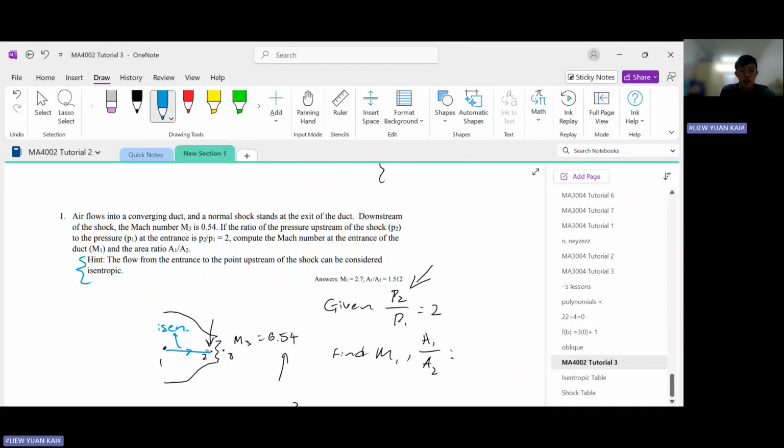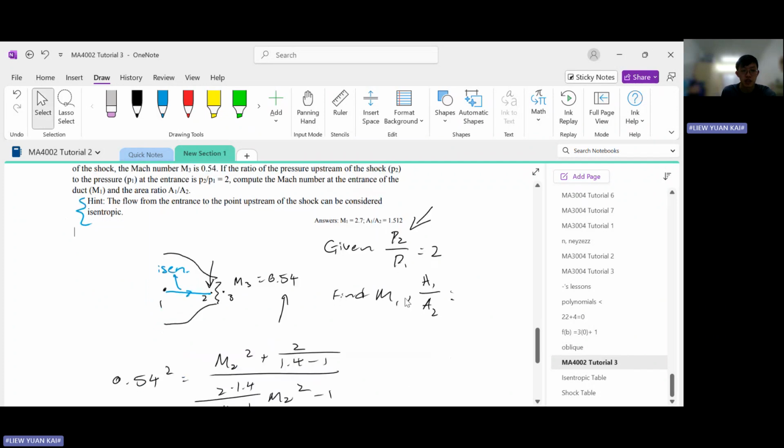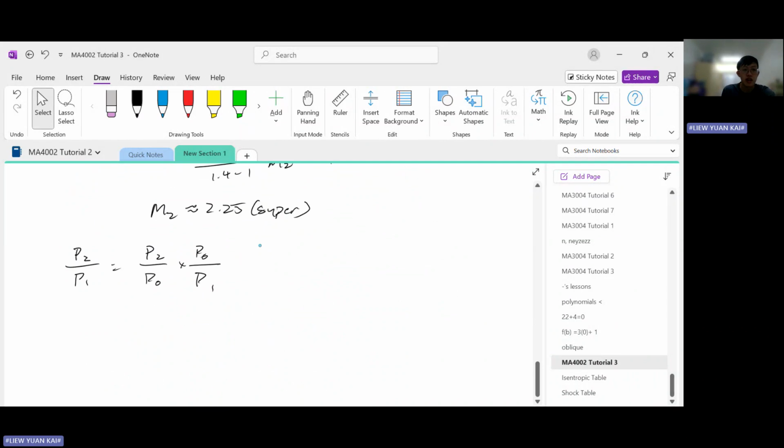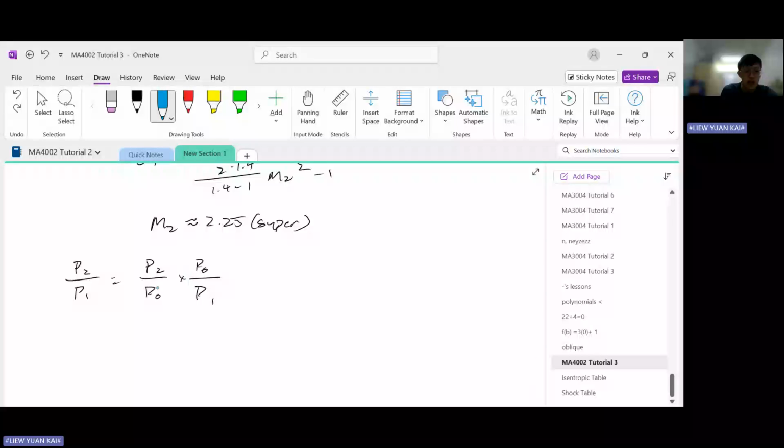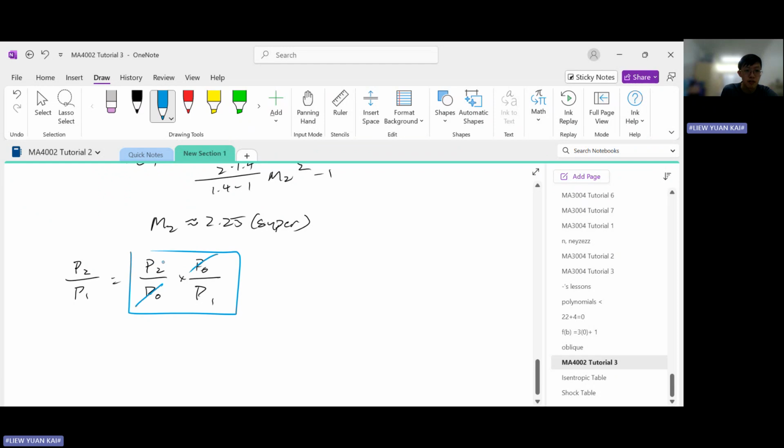Once you know that the flow between 1 and 2 is isentropic, you know that for isentropic flow, any two points share the same stagnation conditions. They share the same stagnation pressure, they share the same stagnation temperature. So, having known that, I can rewrite P2 over P1 as P2 over P0 times P0 over P1. P0 is the stagnation pressure. And why is this mathematically valid? Well, if you were to simplify this fraction, this and this can cancel, leaving behind P2 over P1, which matches the left-hand side.